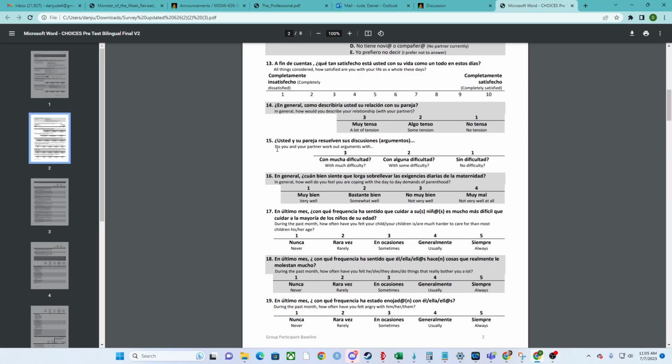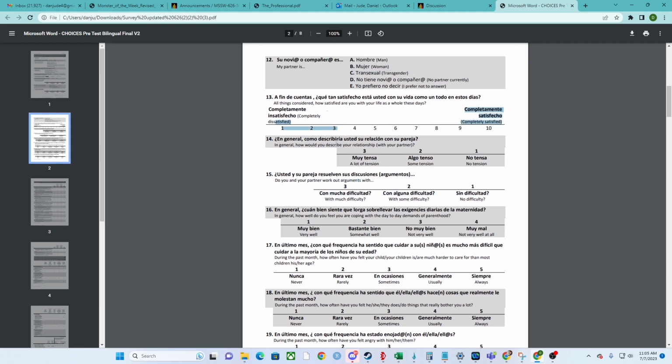Well, do you and your partner work out arguments with much difficulty, some difficulty, no difficulty? For some reason, they reverse the scale here. Instead of going 1, 2, 3, it suddenly switches gears and goes 3, 2, 1. They could have easily reversed this and put 1 as no tension on the left side, 2 as some tension, and 3.